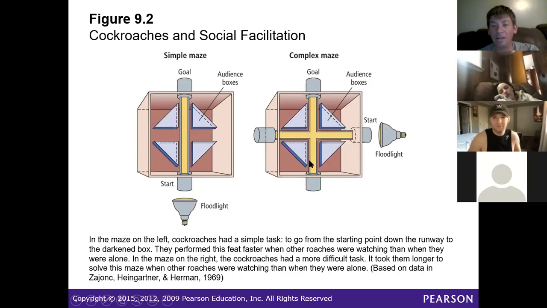They'd be moving faster than if these audience boxes were empty. Now, in comparison to a complex task, now instead of it being a straight line, it's a cross, and they don't go straight across now. Now they have to go up and to the right to escape.